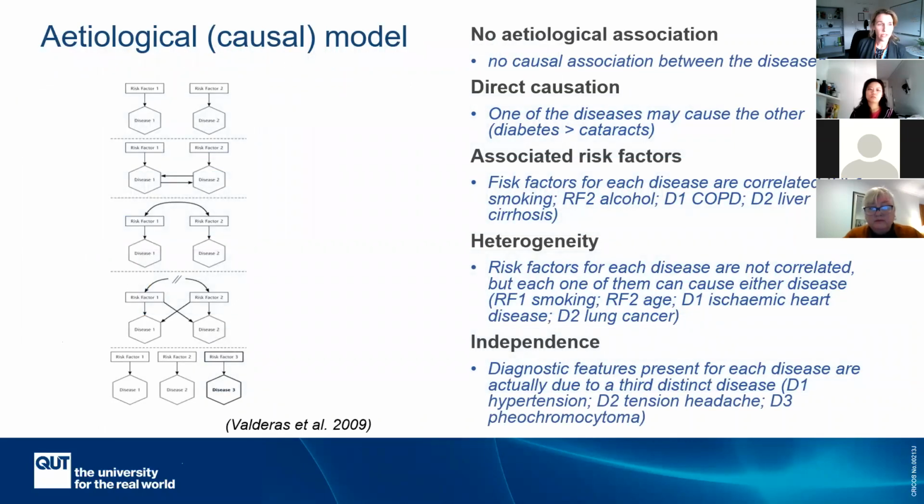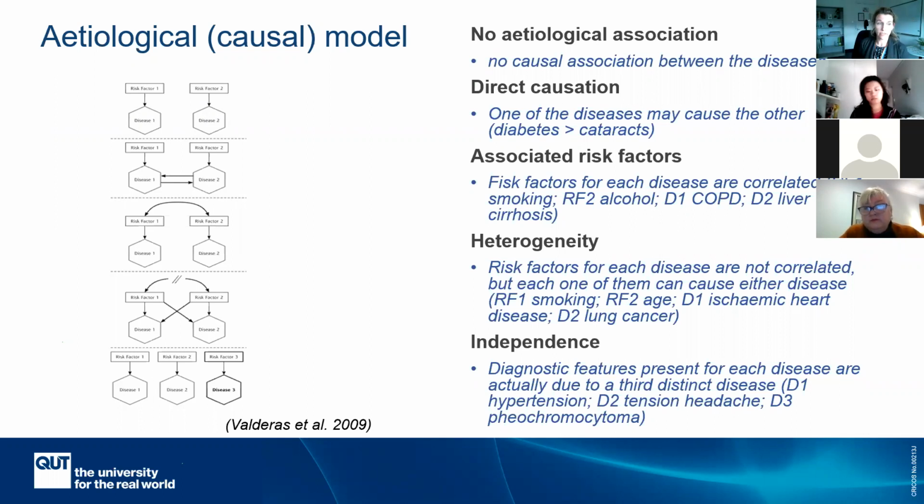And this is also in your module, this particular little diagram, and it just goes through a little bit more detail on that discussion. So it's going to be quite important for you to have a go at this in terms of your 2 diseases and try and see where they fit. So on Valderas's model here, it talks about no etiological association, or no cause, diseases that have no causal association. And then you have direct causation, where one of the diseases may cause the other, and they use the example of diabetes and cataracts.